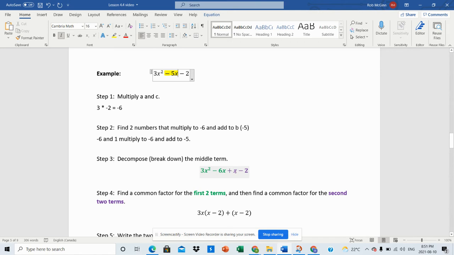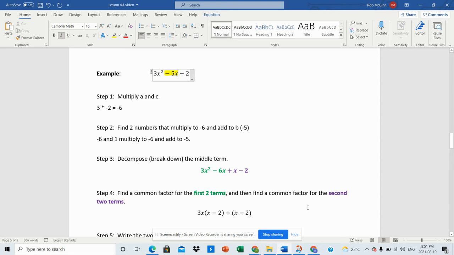Now I'm going to look at positive x, or 1x minus 2. Well, I can't pull anything out of that. That's as simple as it can get. So what I'm left with is 3x times x minus 2 plus, in brackets, x minus 2. And this plus is really key. We want to leave that there. Our goal when we're factoring our first two terms and our second two terms is we want what's left over in the brackets to be the same. If you notice x minus 2 and x minus 2, they're both there.